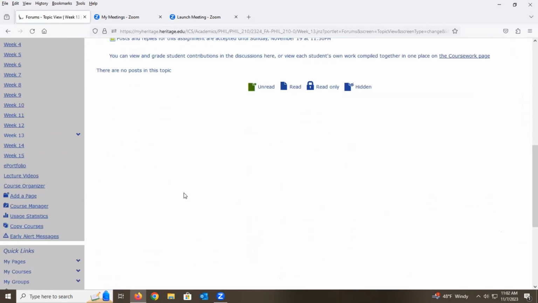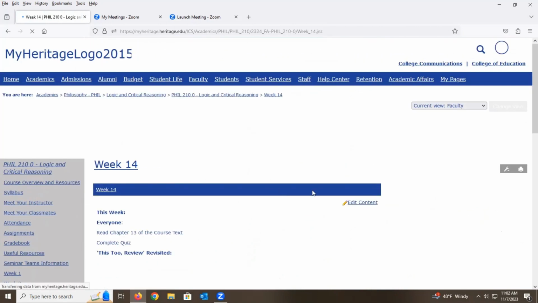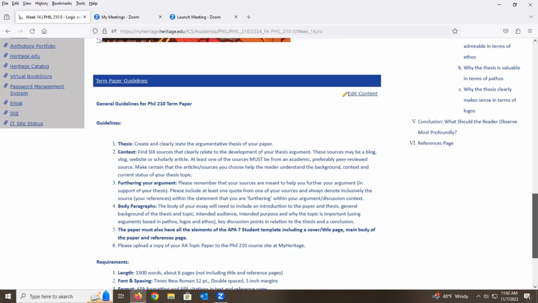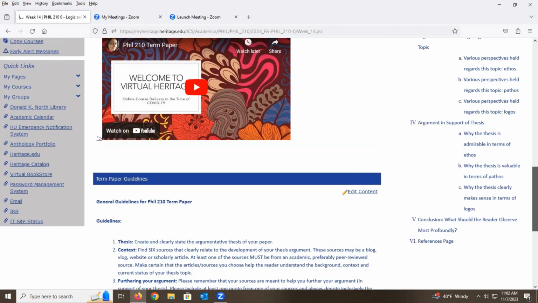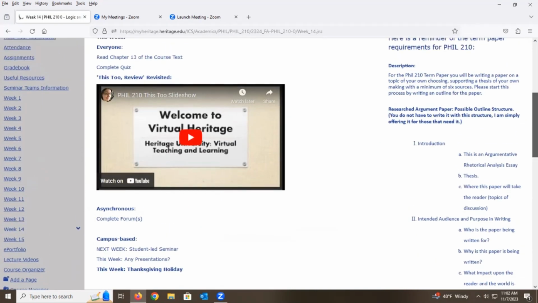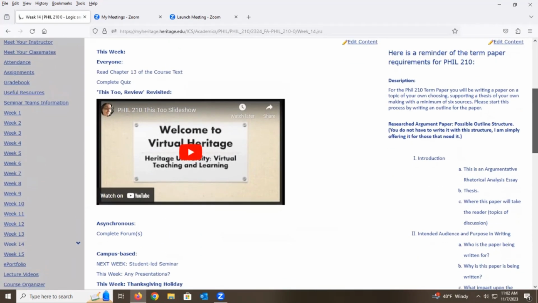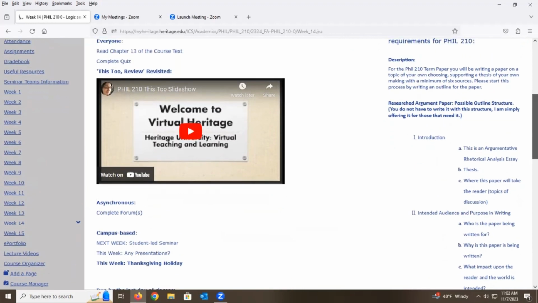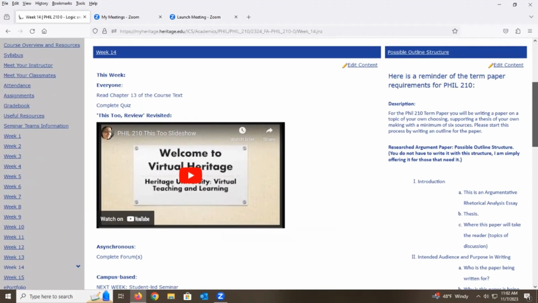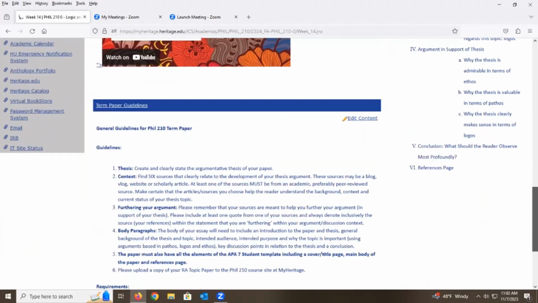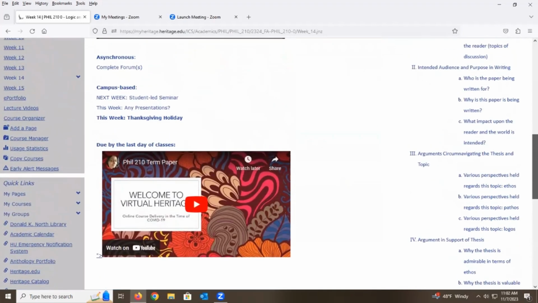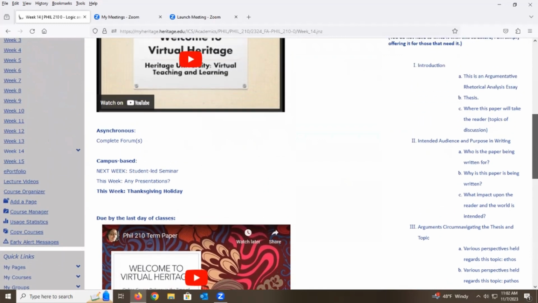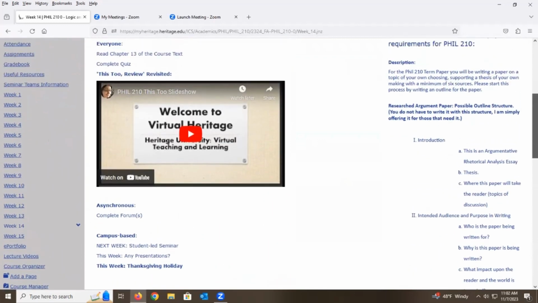All right, now let's move on to week 14. In week 14, you'll note that I've reminded us of the term paper guidelines and provided a possible outline. Again, I stress possible outline. There are a lot of different ways to structure your research paper. Just make sure that you do adhere to the basic guidelines. We also have information about the term paper video tutorial.